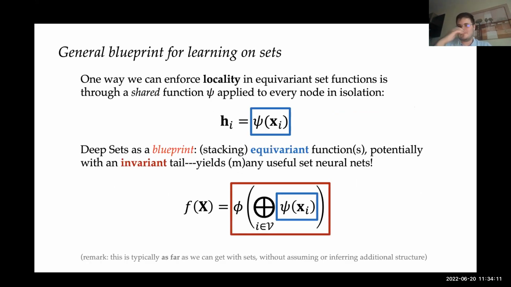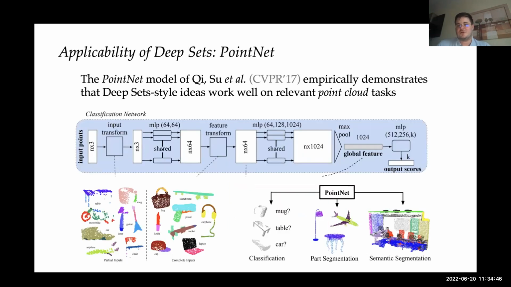So now, directly applying our ideas, we can derive that a very generic architecture called Deep Sets is a very concrete example of a permutation invariant architecture over sets, that has an equivariant layer applied to every node in isolation. Here in sets, the only notion of locality we have is the node itself, so that's what we use. And then at the end, we apply some permutation invariant aggregation if we need to predict stuff on the level of the whole set. This is typically as far as we can get with sets without assuming or inferring additional structure. The applicability of such models is quite apparent in computer vision. PointNets, which were concurrent to Deep Sets, derived many of these kinds of ideas and showed that they work really well on point cloud problems.